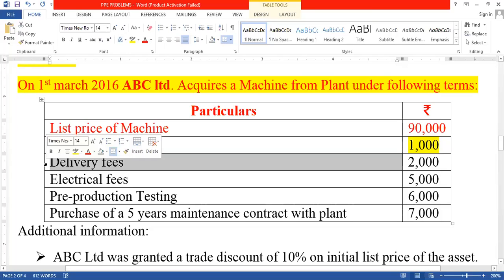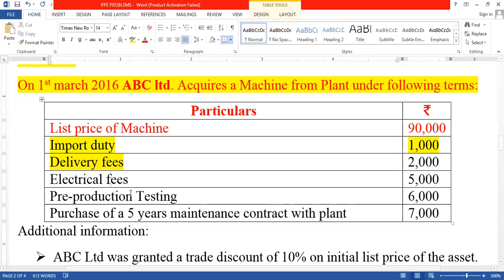And the delivery fees also are purely related to the purchase price of the asset. Why? Because to get delivery of this particular asset, we incurred a certain sum of fees, which is called delivery fees. How much is the delivery fees? 2000. After this, the next one is electrical fees.